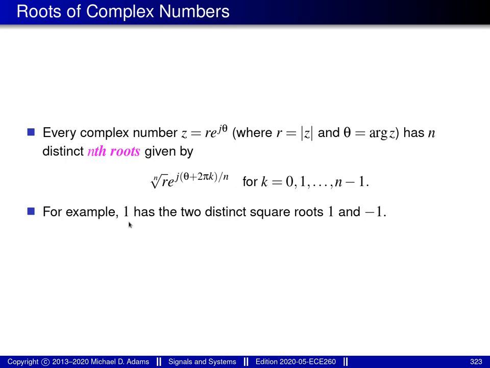For example, if we consider the square root of 1, 1 has two square roots, plus 1 and minus 1. Clearly these are distinct numbers, and if you square either one of them you get 1. But this holds in general. Every complex number has n distinct nth roots.